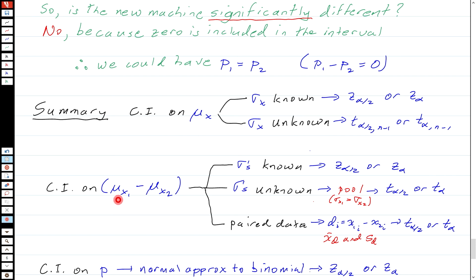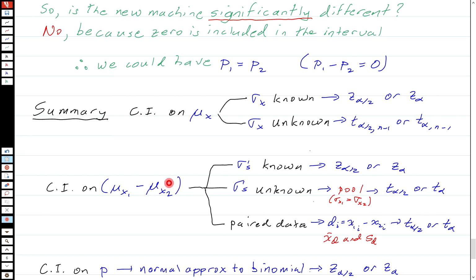When we talked about differences in means, we had three cases. One where the sigmas were known, was pretty straightforward, and there we used z alpha by 2 or z alpha. The other was where the sigmas were unknown, and we assumed that sigma x1 was equal to sigma x2, and we pooled the data to find an improved estimate of the unknown variance or standard deviation, and here we're using t. And in this case, the number of degrees of freedom was n1 plus n2 minus 2.